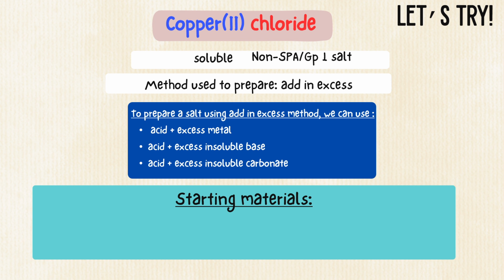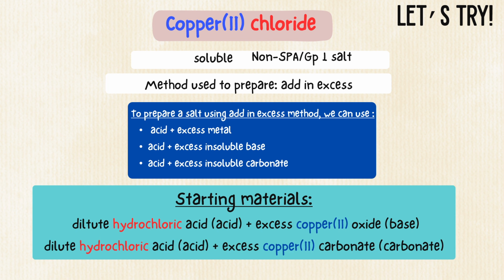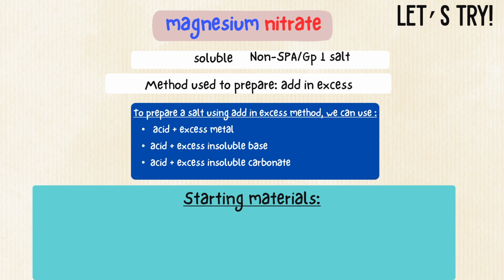So I'll be using hydrochloric acid as my acid because of the chloride ions in my salt, copper 2 chloride. My other starting material must have copper ions. So I'll use either copper 2 oxide or copper 2 carbonate. Now I cannot use copper because copper is unreactive and will not react with an acid. I can use copper 2 hydroxide, that is fine, because copper 2 hydroxide is also an insoluble base.